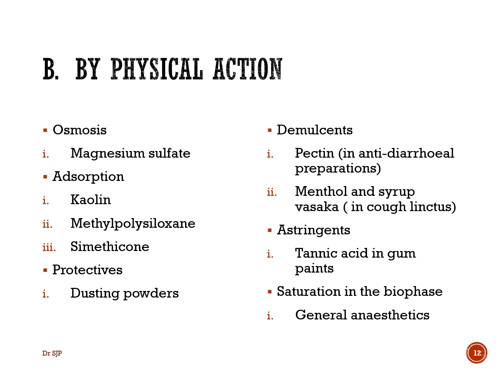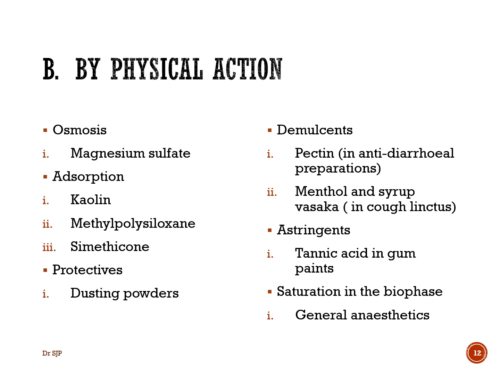Then we have demulcents. Now demulcents are the drugs that coat the inflamed mucous membrane and they provide a very soothing effect, right? For example, pectin. So it is basically used in antidiarrheal preparation. Then we have menthol and Cera vasica, which is used in cough, right? The next entity that we have that acts via physical action is astringents. So what they do is they precipitate and denature the mucosal proteins and they protect the mucosa by firming up the mucosal surface, right? An example is tannic acid in gum paints.